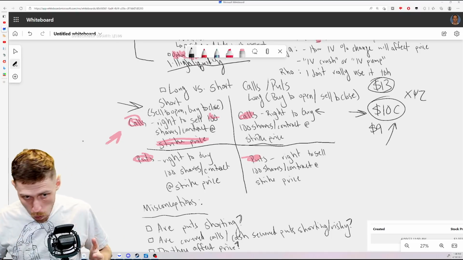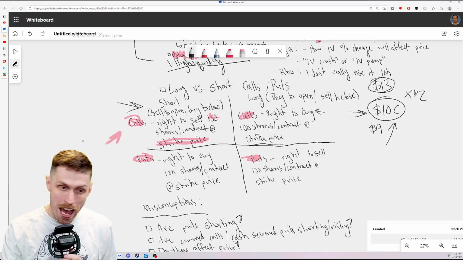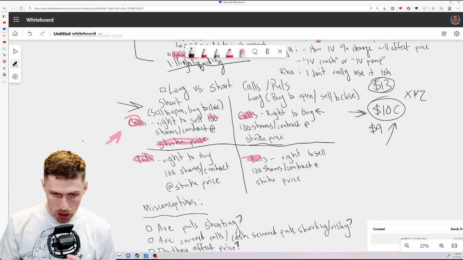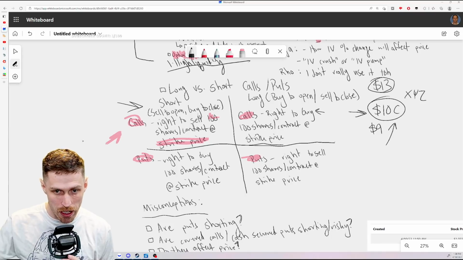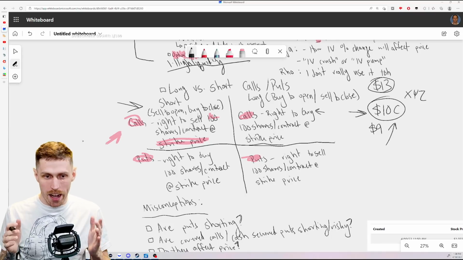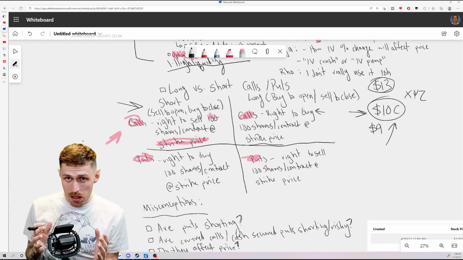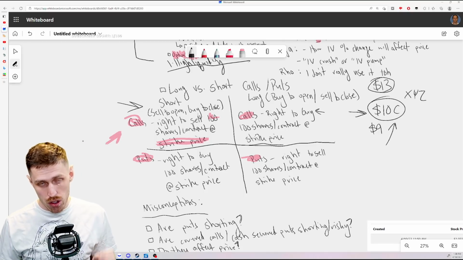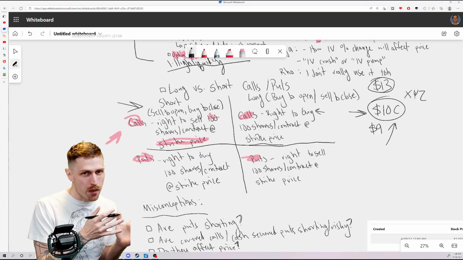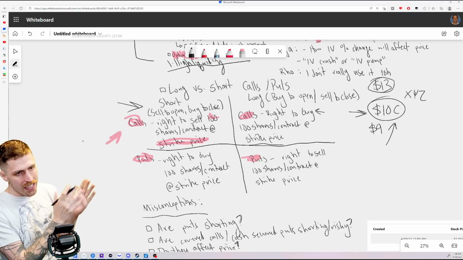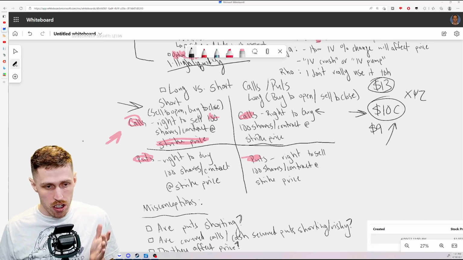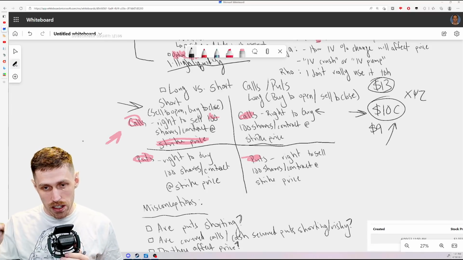Let's move on to puts. Puts are the opposite. You flip-flop. Puts are the right to sell 100 shares per contract at a designated strike price. We're going to use the same example. If you were long, a long put is the right to sell 100 shares per contract at your designated strike price. The opposite side of that, if you are short a put, a cash secured put, you have the right to buy 100 shares per contract at that designated strike price.